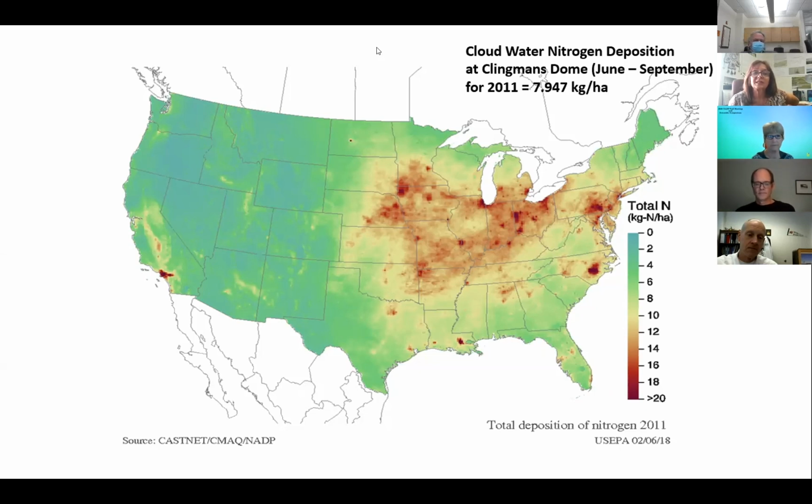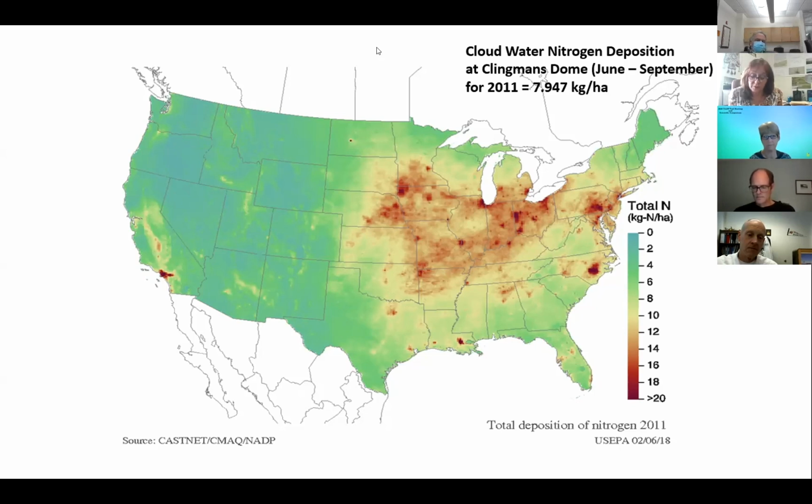From the previous slide though, just the cloud water nitrogen deposition value at Clingman's Dome was 7.947. So pretty much just cloud water nitrogen deposition was equivalent to a whole year of dry and wet. And this deposition value for cloud water is only for 4 months. So I have always wondered, gosh, what would these maps look like if we did include cloud and fog deposition? And what's more, what would critical load values look like for these areas?